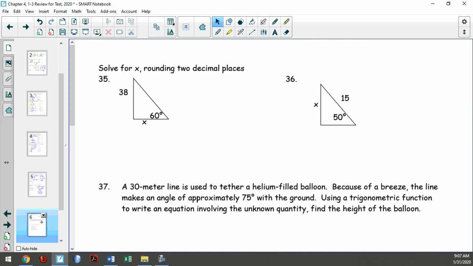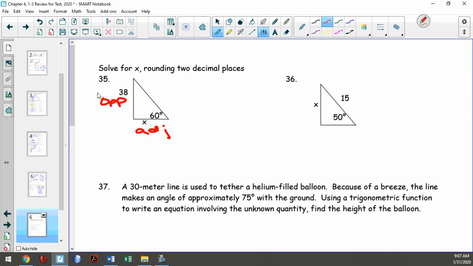Okay, last page of the review sheet. The last page of the review sheet is solving for x given a triangle. As soon as you know the angles are inside the triangle and you're missing lengths, you want to start labeling opposite, adjacent, hypotenuse. Okay? So what is 38 according to the 60 degrees? It is opposite of it. What is x?